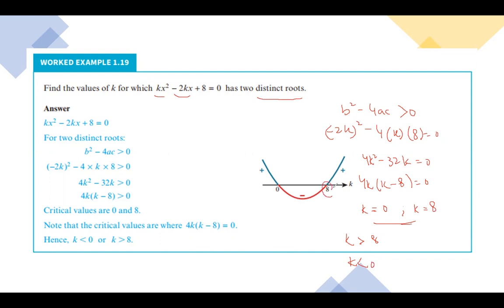So k is greater than 8, and the second value is k less than 0, because this is the minimum value, this is the increasing slope and this is a decreasing slope always. So the greater value must be written here and the negative one there, and this is the standard graph to represent when the roots are two distinct roots.